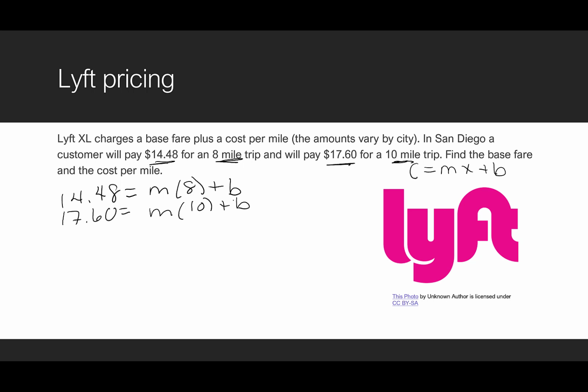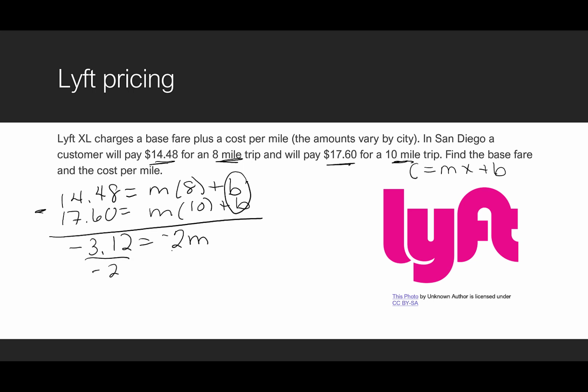Now the easiest thing to do here is the addition method, and really instead of adding, I'm going to subtract, because what will happen is these b's will cancel out, and that'll be super helpful. So I subtracted $14.48 and $17.60, and I got negative 3.12. If I do 8 minus 10, that gives me a negative 2m. I like the number first, so I rewrote it, and the b canceled out.